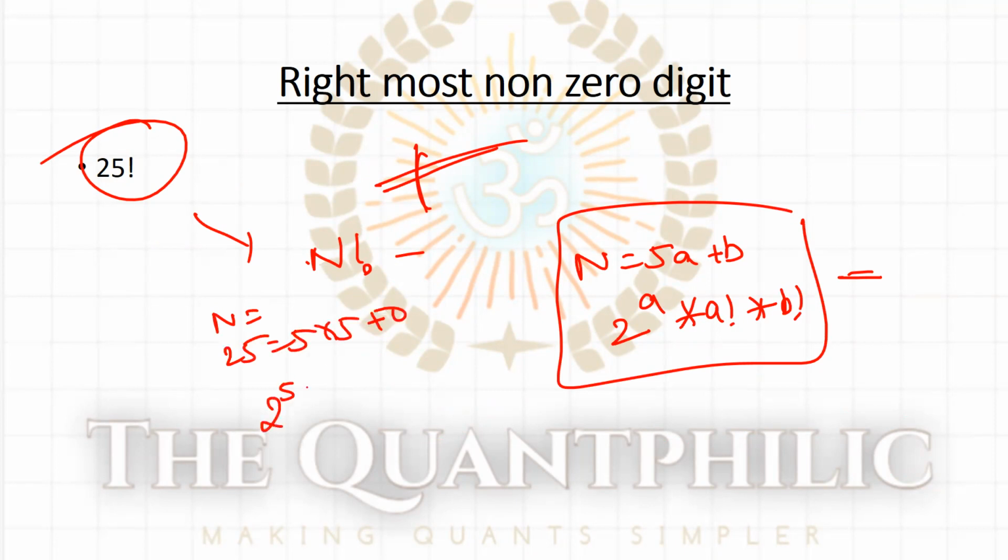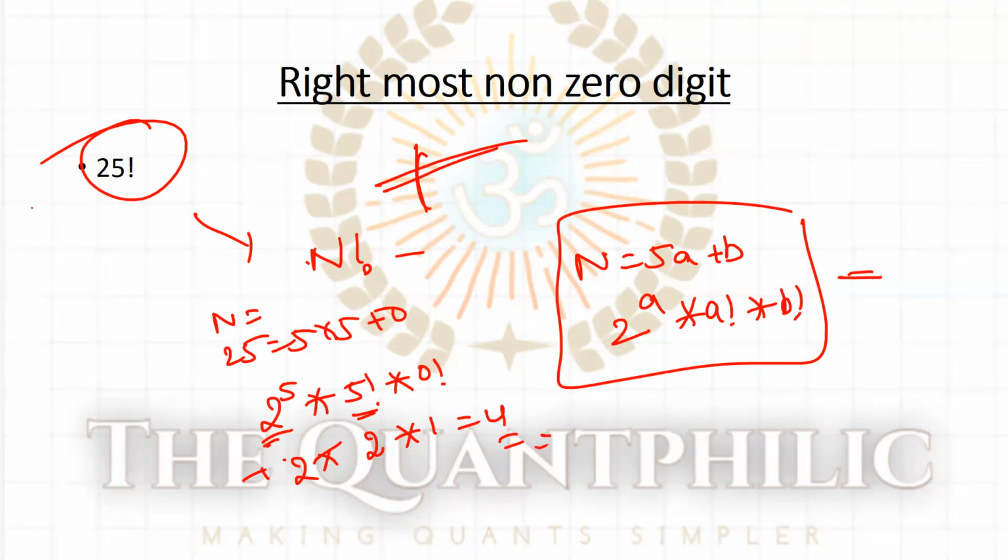So the rightmost digit is 2 to the power 5 into 5 factorial into 0 factorial. 2 to the power 5 is 2, 4, 8, 16, 32. Just take the last digit, which is 2. 5 factorial is 120, so 2 will be the last non-zero digit. And 0 factorial is 1. So 2 is the answer to this question.